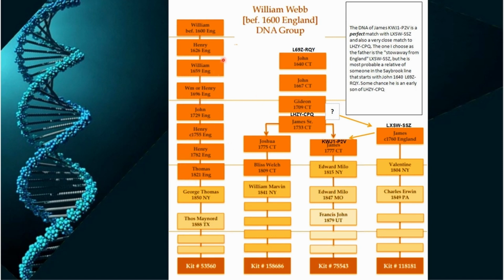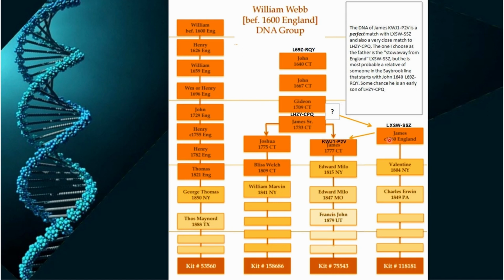All right. Anyway, here's our line. John, Gideon, James. Joshua, no problem being connected to James. This is my DNA here. It's either to James or it's to this James, the stowaway James, all right? The stowaway James has to be a Webb relative. And with DNA that close, it is not likely he really was a stowaway from England.